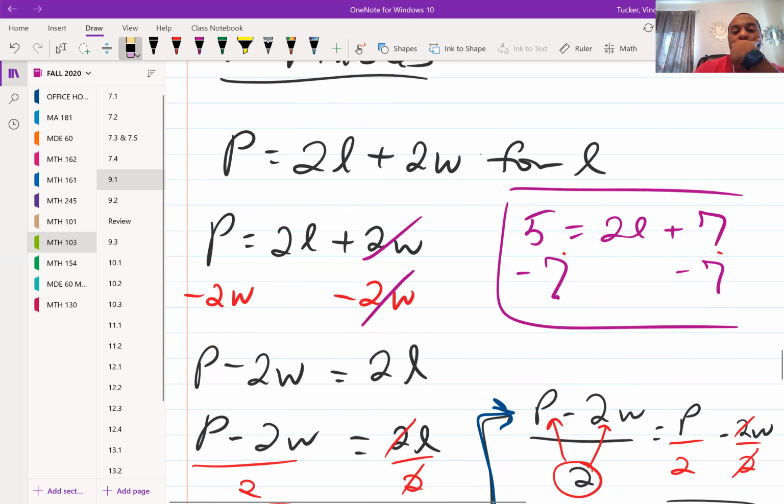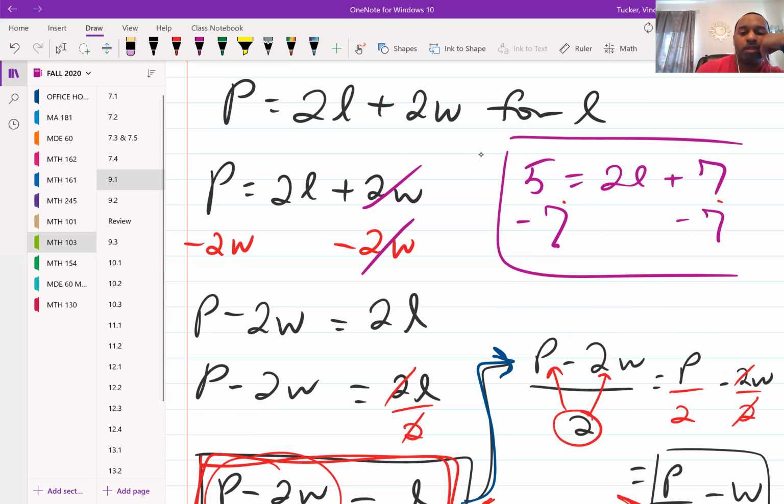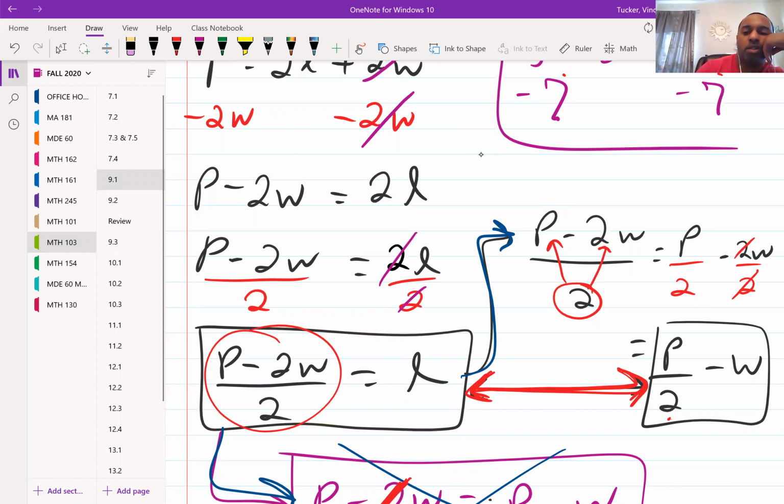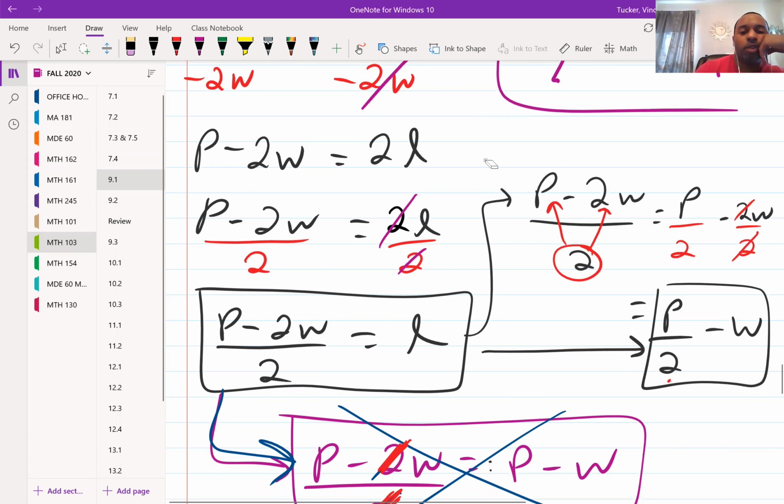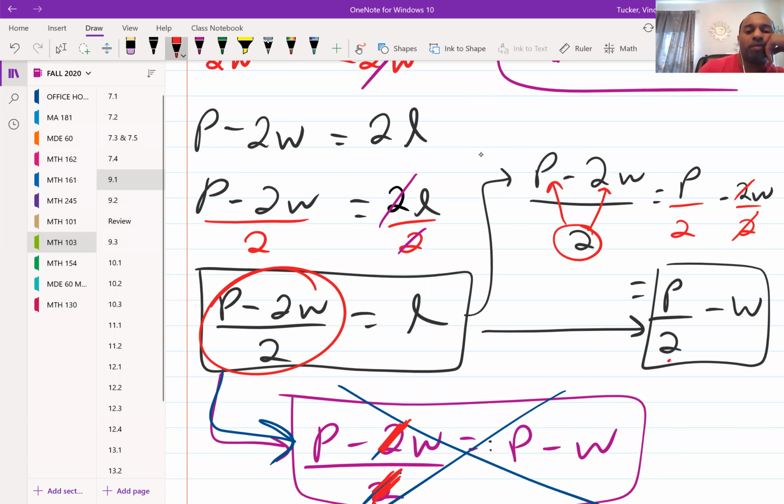All right. So then, you want to divide both sides by 2, because your goal still is to get L by itself. The 2's cancel, and the answer is L is equal to P minus 2W over 2. Now, before we look at reducing any further, let's make sure we're okay with our answer being this. This is okay. This is fine for our final answer.